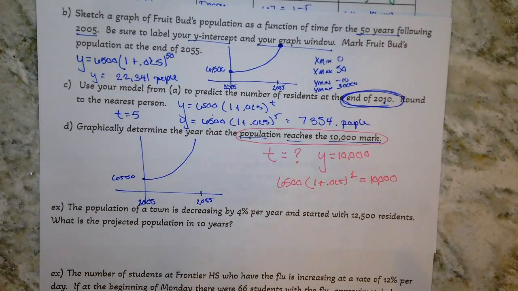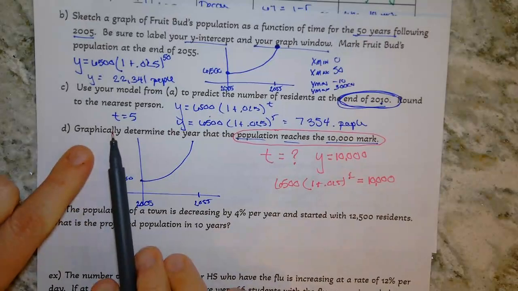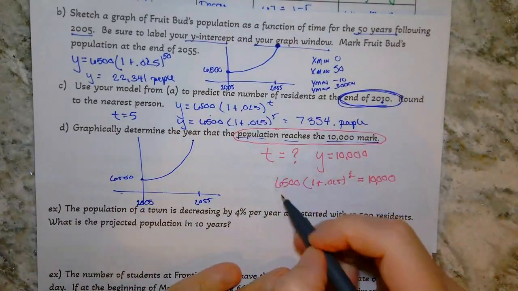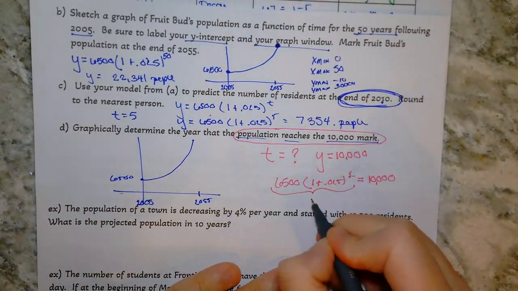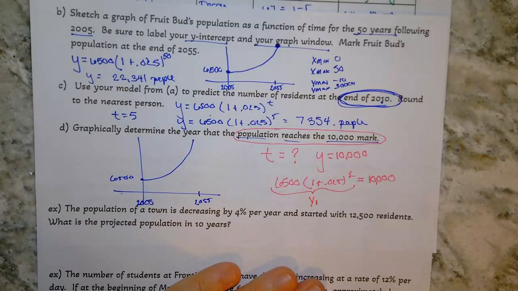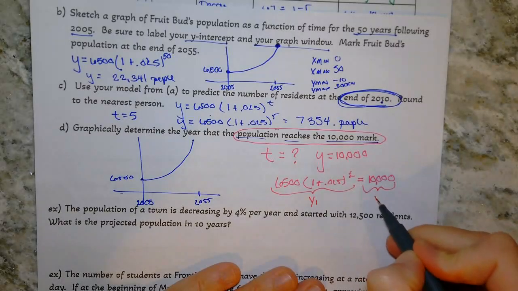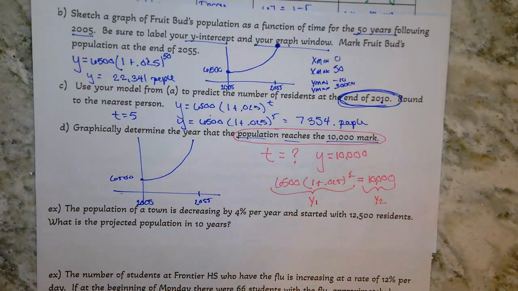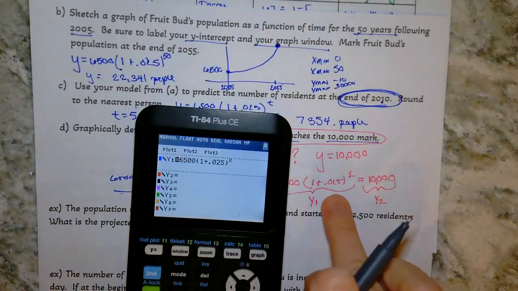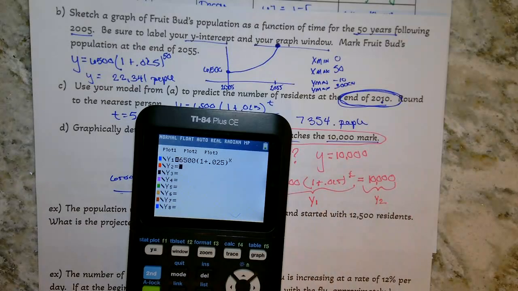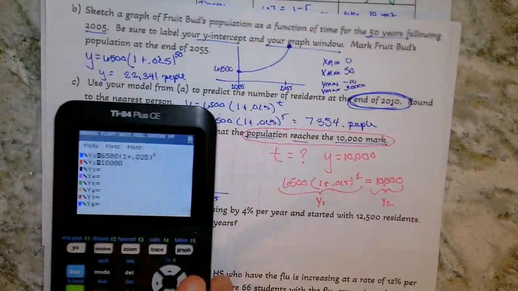Now, you can't solve this by hand yet. It is impossible. So that's why it says graphically do this. And we've solved these systems graphically, actually. We said you're always going to put one equation in y1 and the other side in y2. Now, the good news is you should already have this equation typed in y1. All we have to do is go to y2 and type in our 10,000.